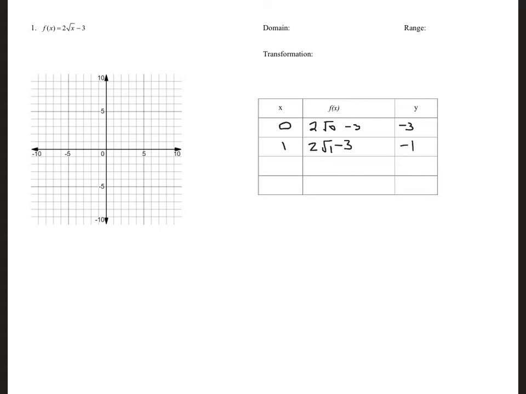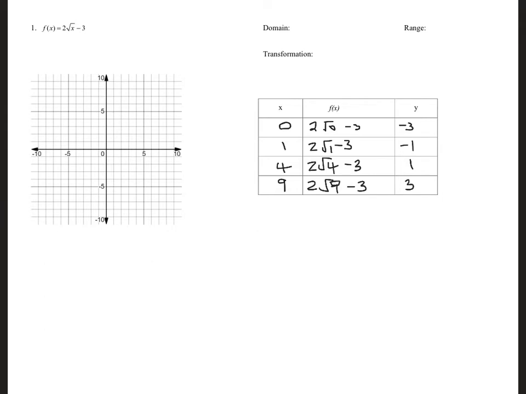And then the next one, let's plug in 4 because we can get the square root of 4. Remember, you're looking for convenient values. So 2 square root of 4 minus 3, and we're going to get 1. And the next one, we are going to use 9 because we can get the square root of 9. 2 square root of 9, and then minus 3. And we are going to get 3.